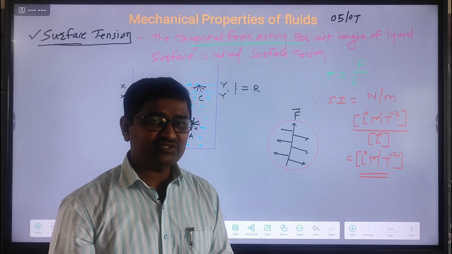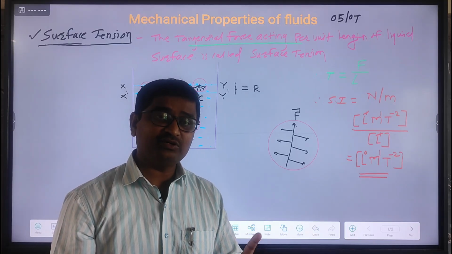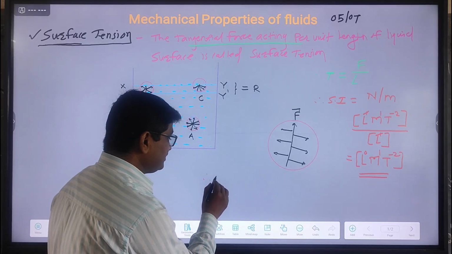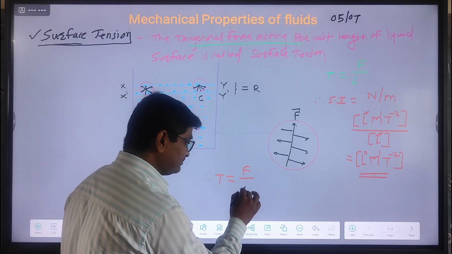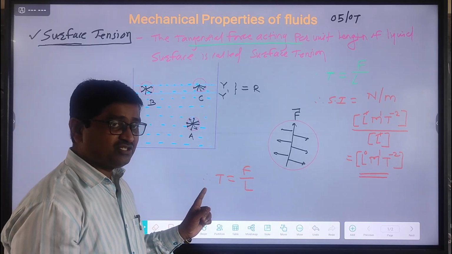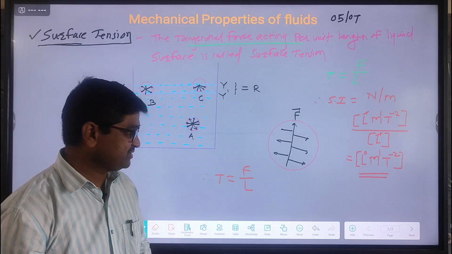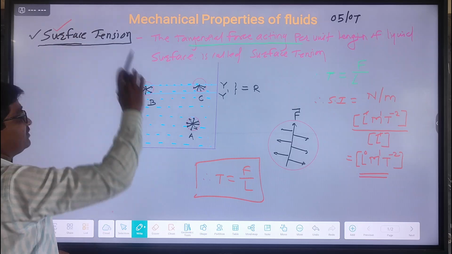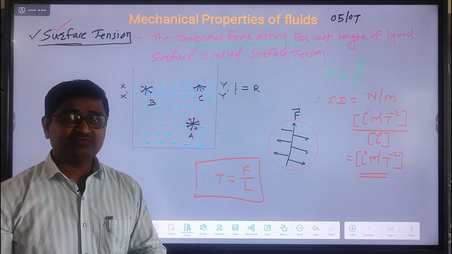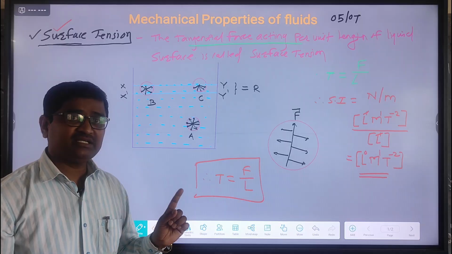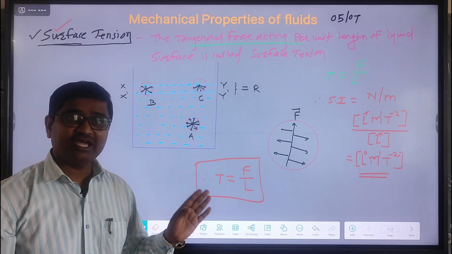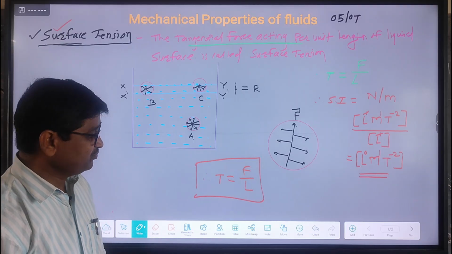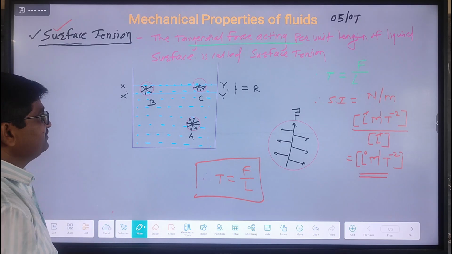And what is the definition of surface tension? The tangential force acting per unit length of the liquid surface is called surface tension. In short, remember that the surface tension T is equal to F upon L. This is the shortcut: surface tension T is equal to force per unit length. Get it clear, the definition? Okay, this is our important concept, the next part of this chapter, surface tension. I think you are now familiar with this very important concept. So T is equal to F upon L. Get it clear?